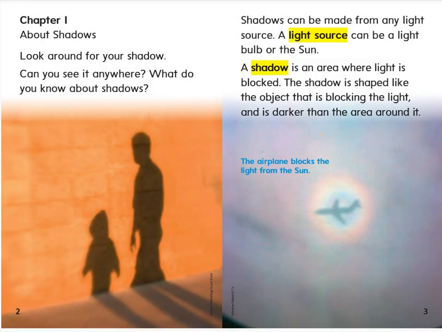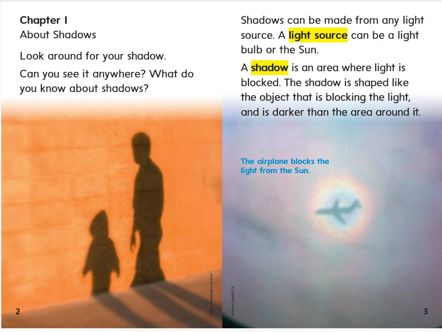Chapter 1, About Shadows. Look around for your shadow. Can you see it anywhere? What do you know about shadows? Shadows can be made from any light source. A light source can be a light bulb or the sun. A shadow is an area where light is blocked. The shadow is shaped like the object that is blocking the light and is darker than the area around it.